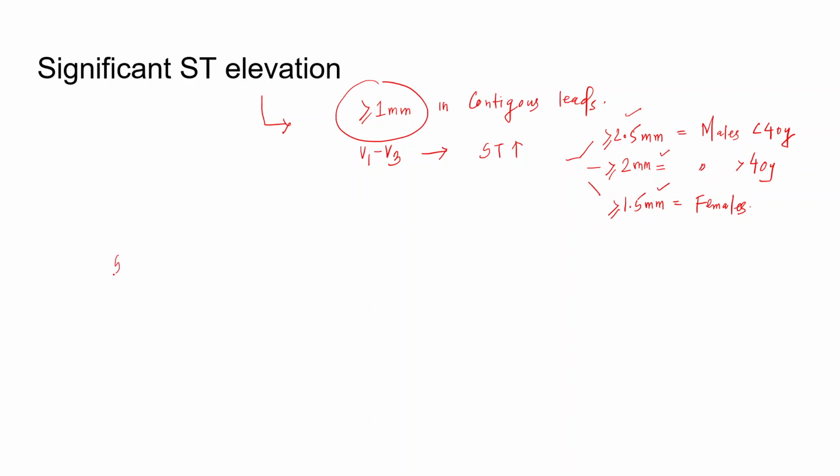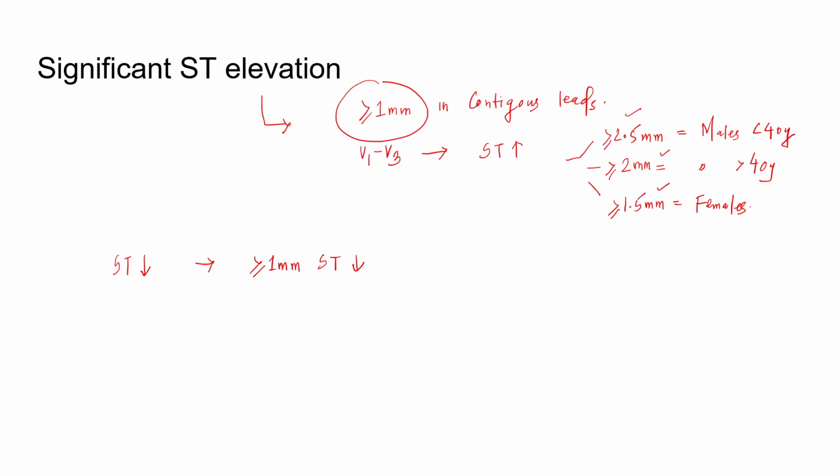Now for ST depression, significant ST depression is more than or equal to 1 mm. ST depression of more than or equal to 1 mm is significant. Of course, it has to be in contiguous leads. Now, what do you mean by contiguous leads? This terminology I have also used when I discussed the ST elevation. I have told that ST elevation in contiguous leads is a feature of coronary events or myocardial infarction, but ST elevation diffusely is a feature of pericarditis.